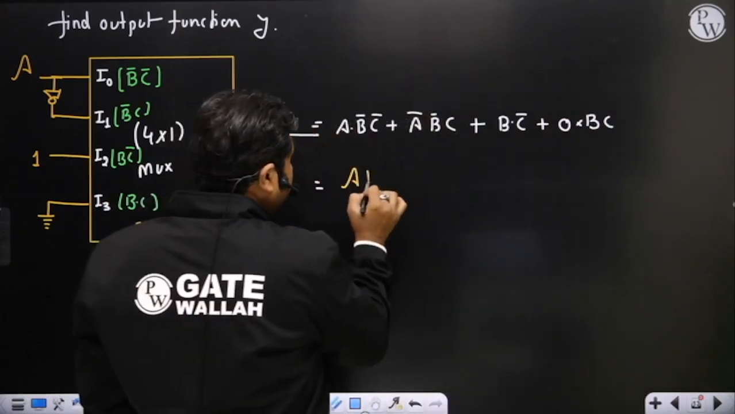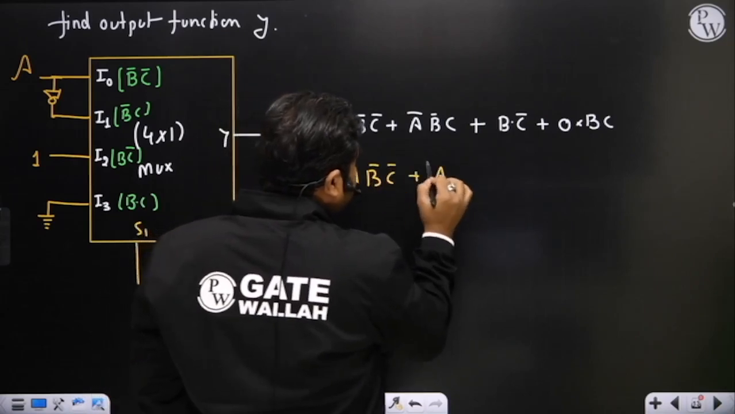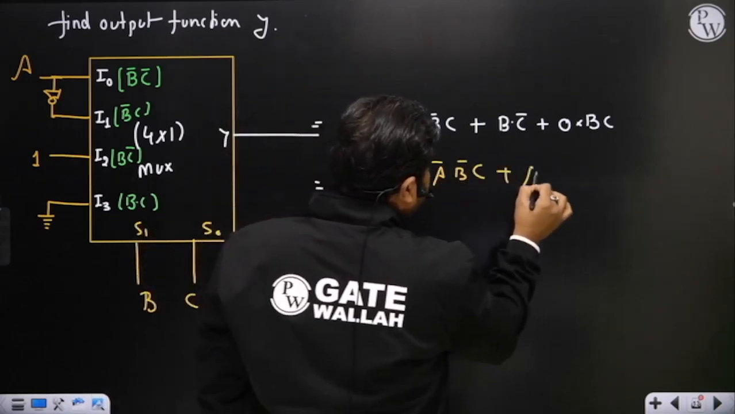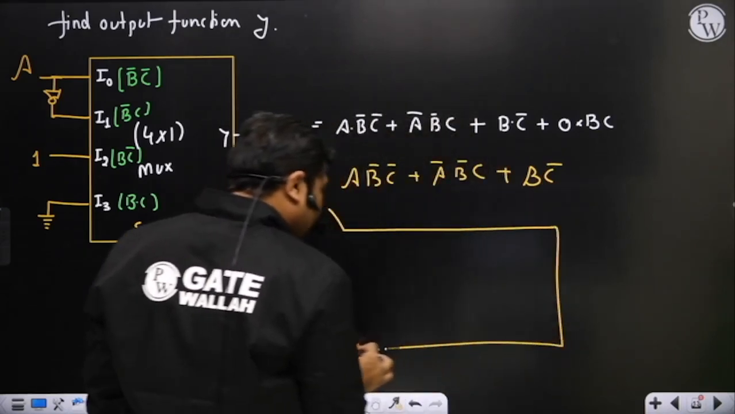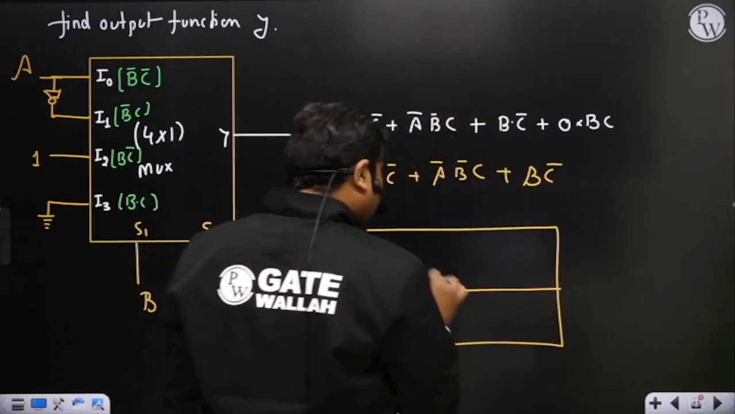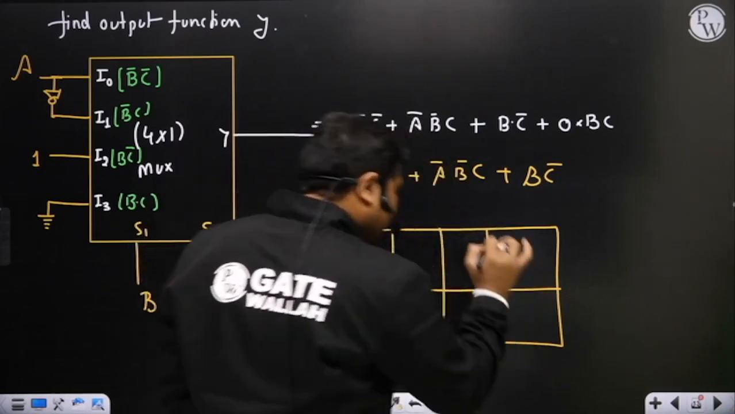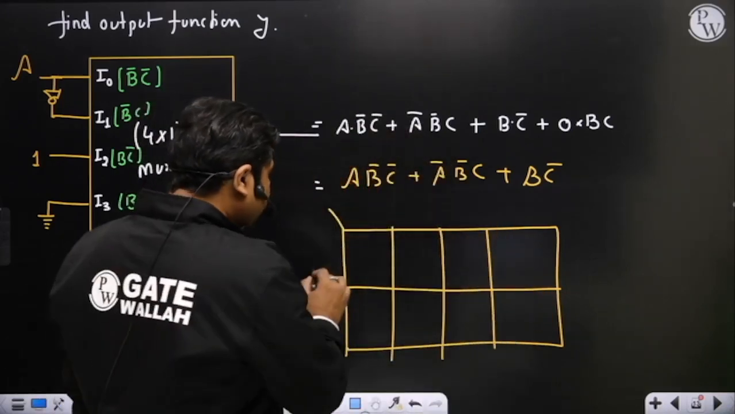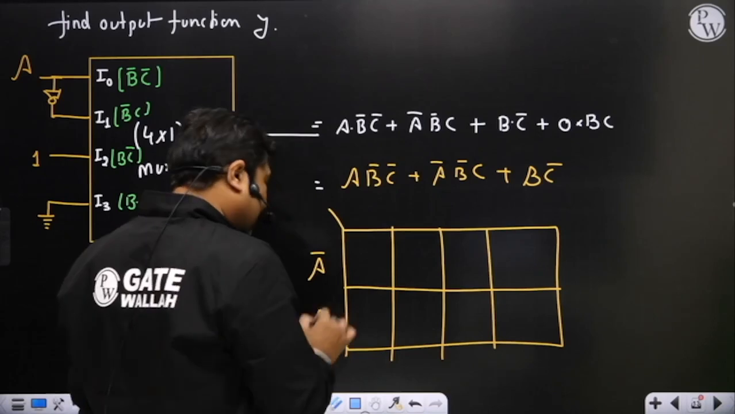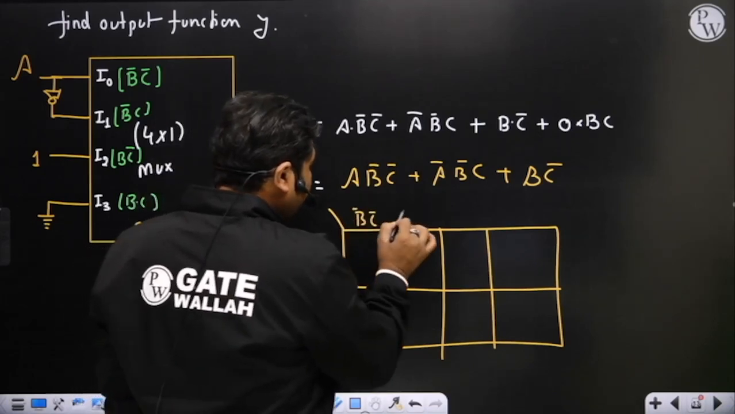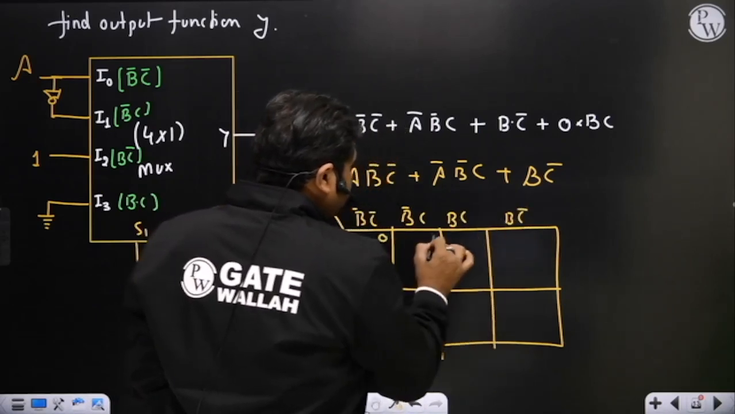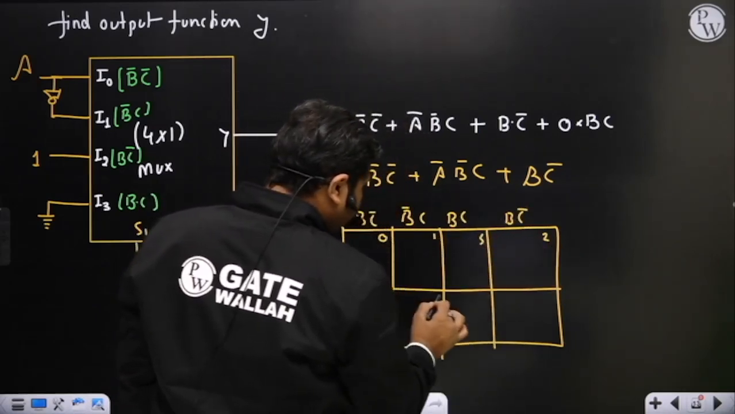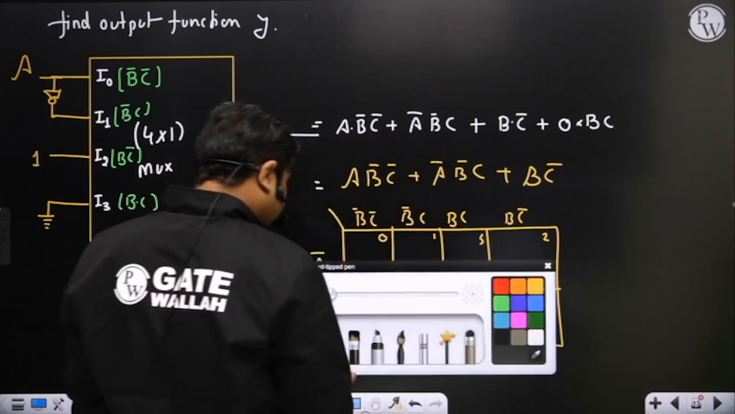So we have the function A B bar C bar plus A bar B bar C plus B C bar. In order to understand the actual function implemented by the multiplexer and all other possibilities of the expressions, it is best to put it onto the K-map. A bar B bar C bar, B bar C, B C, B C bar. 0, 1, 2, 3, 4, 5, 6, and 7.